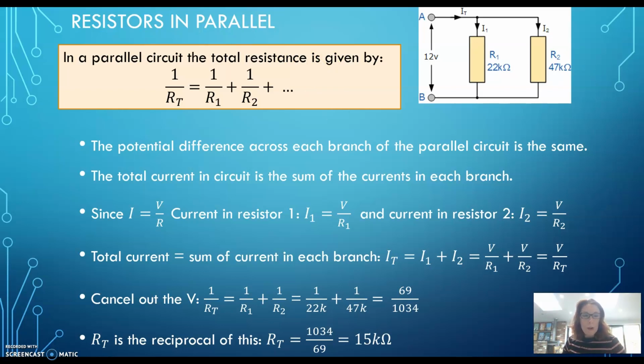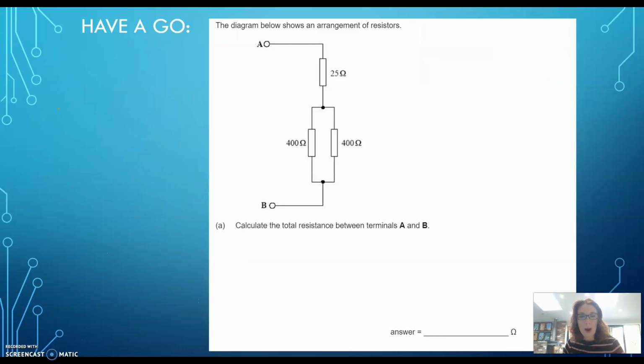You will have to do some questions which have got series and parallel together, so you just have to figure out which one to do first. Sometimes it's the series one, sometimes it's the parallel one, but in the questions that I want you to have a go at, you can see. So in this one, you need to figure out the parallel bit first, and then you add the series bit on. So if you want to calculate the total resistance between A and B, you do the parallel bit and then the series bit.